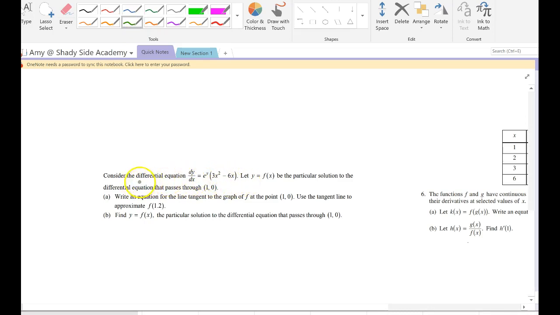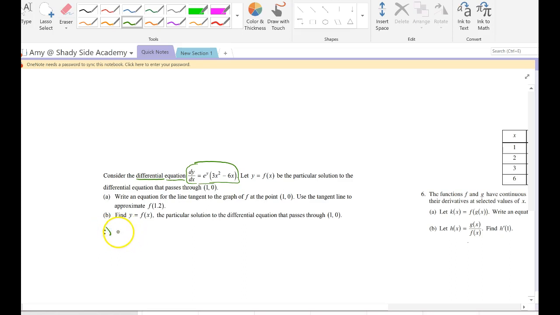And by the way, you want to know what a differential equation is? A differential equation is just an equation that involves derivatives. How about that? So that's what a differential equation is. Let y equals f of x be the particular solution to the differential equation that passes through 1, 0. Okay? I'm going to add part C.